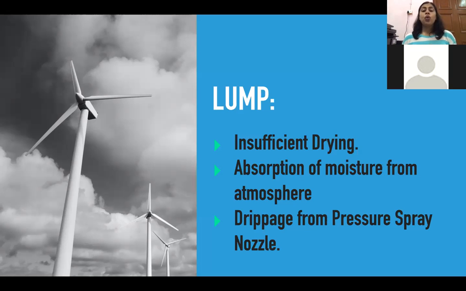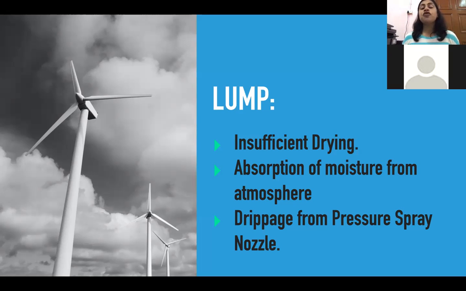So why are lumps formed? First is insufficient drying. When the drying is not proper, the whole moisture does not come out. So there are places where moisture is held within that powder, and that moisture holds up the whole milk particles and forms lumps.